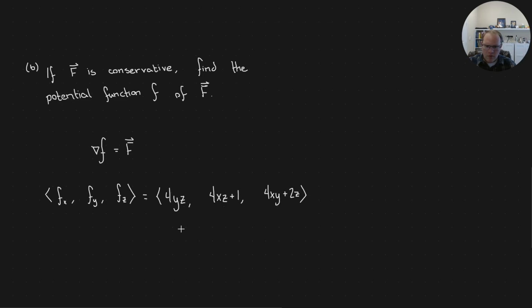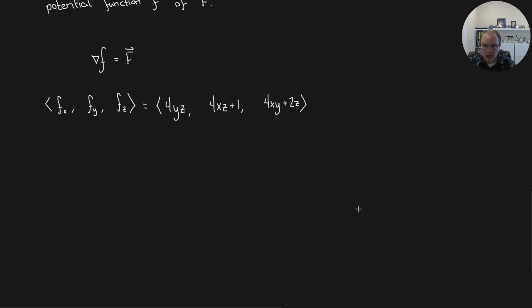There we go. 4yz, 4xz plus 1, 4xy plus 2z. So if I equate corresponding components, my partial derivative with respect to x will be 4yz, just equating first component with first component. Second component with second component, partial derivative of f with respect to y is 4xz plus 1. And partial derivative of f with respect to z is going to be 4xy plus 2z.